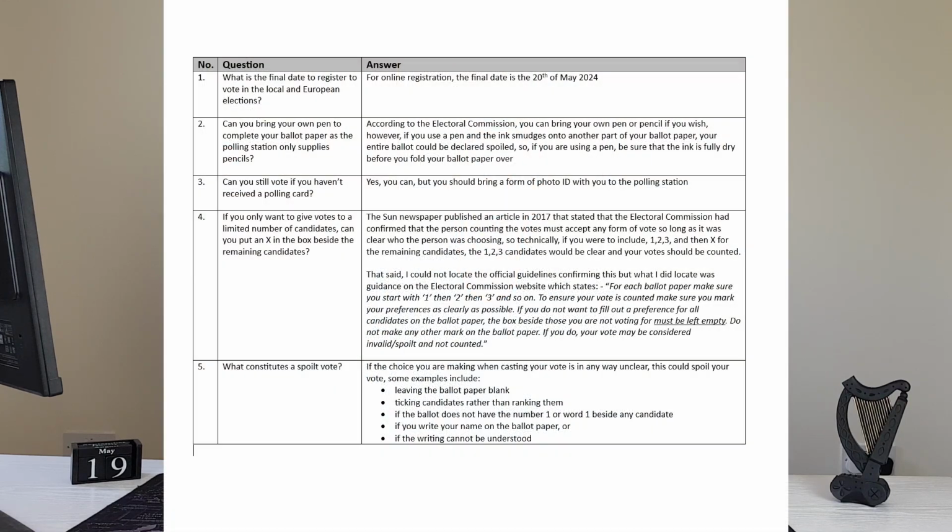And finally, question 5. What constitutes a spoiled vote? If the choice you are making when casting your vote is in any way unclear, this could spoil your vote, with some examples being the following: leaving the ballot paper blank, ticking candidates rather than ranking them, if the ballot does not have the number 1 or the word 1 beside any candidate, if you write your name on the ballot paper, or if the writing cannot be understood. That concludes this video, and I hope it was helpful.